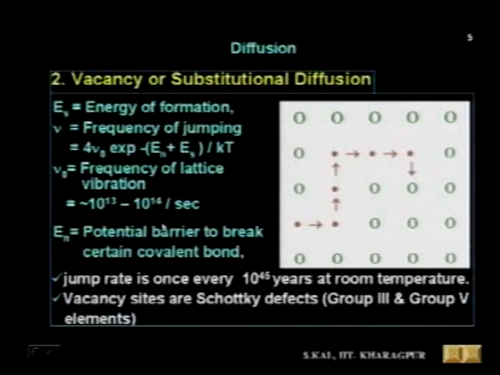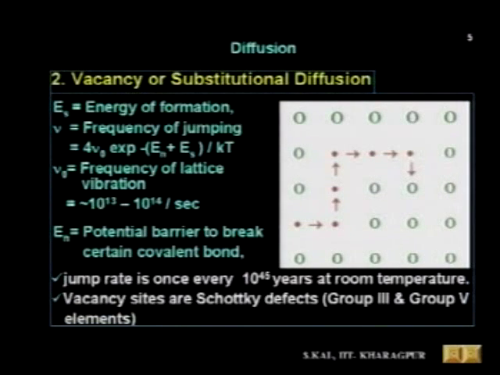So, here the jump rate is found to be once in every 10 to the power 45 years at room temperature, you can imagine. So, in 10 to the power 45 years, only one jump, that means from one vacancy site to another vacancy site, the impurity atom will move. That is obviously at room temperature. That means we can say at room temperature, in fact, there is no diffusion, isn't it? This particular mechanism is highly suited for group 3 and group 5 dopant atoms of silicon.